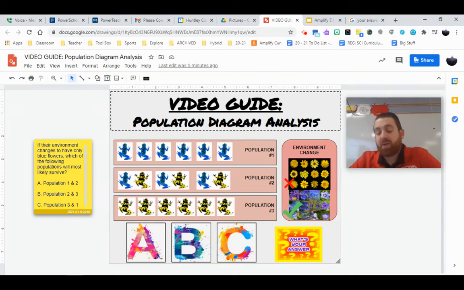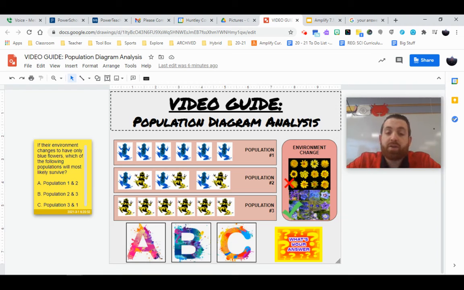Hey everybody, Mr. Regan here, and today we're going to be looking at different questions that we're going to see in the summative that deal with populations, diagrams, and changing environments. These questions are really going to test your understanding of our key concepts, your application of our vocabulary, and most important, your ability to analyze different histograms and diagrams to best select answers that go with what's going on, what we're looking at, and what we're seeing.